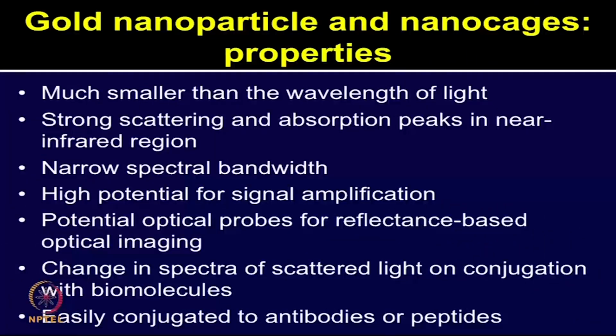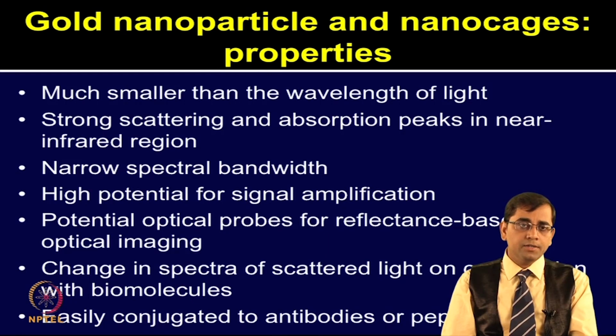Let us now discuss some of the properties of gold nanoparticles and nano cages. These are much smaller than the wavelength of light. They offer strong scattering and absorption peaks in the near infrared region. They have very narrow spectral bandwidth. They have high potential for signal amplification, and they can act as optical probes for reflectance based optical imaging.